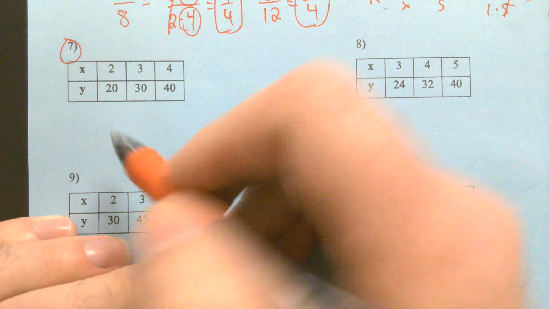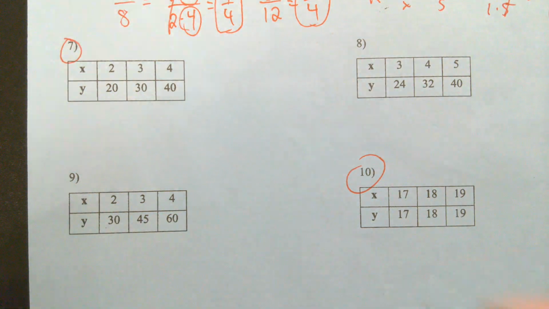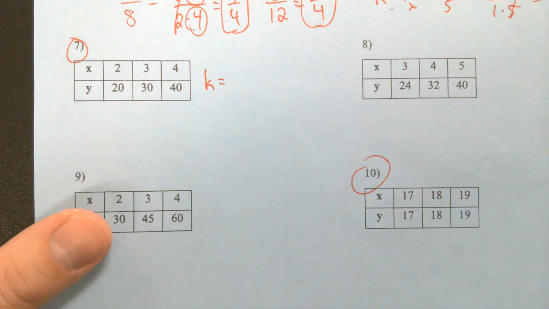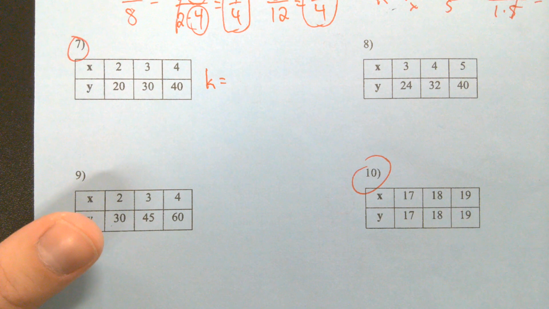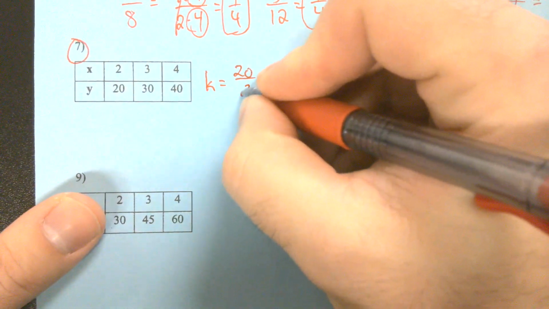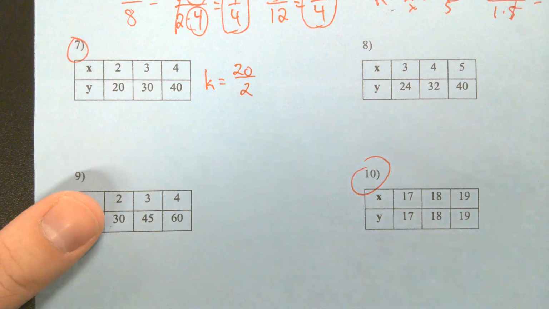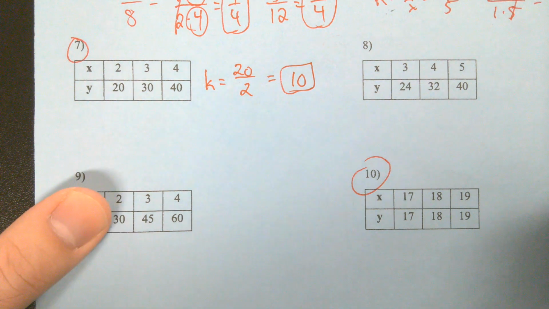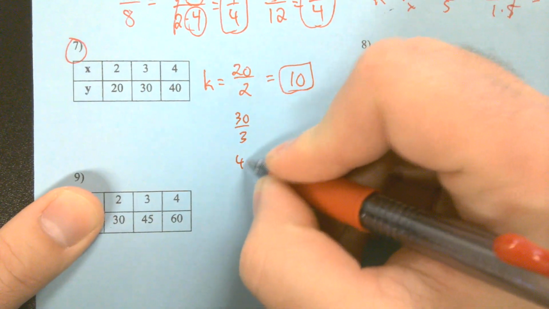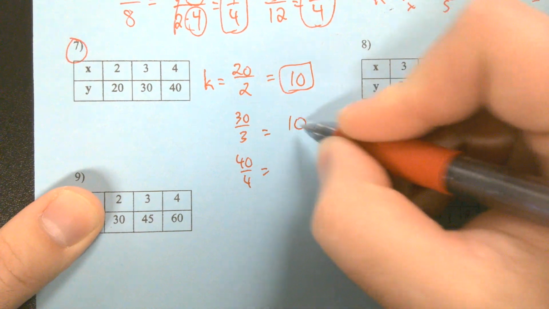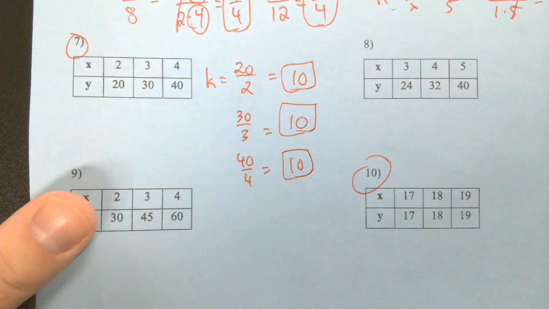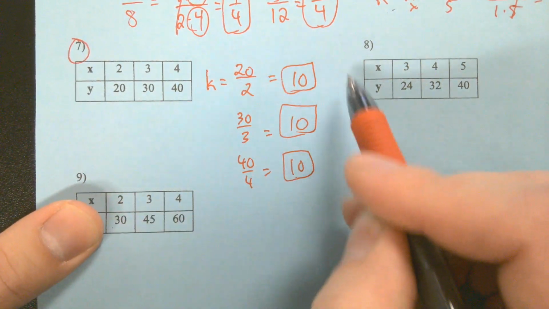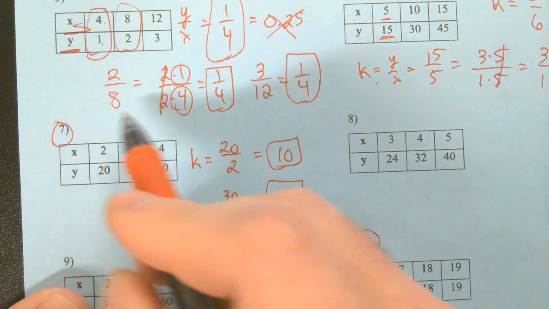So number 7, thank you. Number 7, we put y over x. What's my first y value? What's my first y value, folks? 20. What's my first x value? 2. How many times would 2 go into 20? 10 times. Same thing with 30 over 3 and 40 over 4. Simplifies to 10. Simplifies to 10. So when we have a larger number on top, we get a whole number. If we have a smaller number on top, we get a fraction.